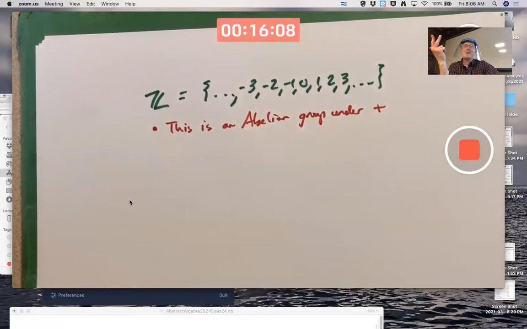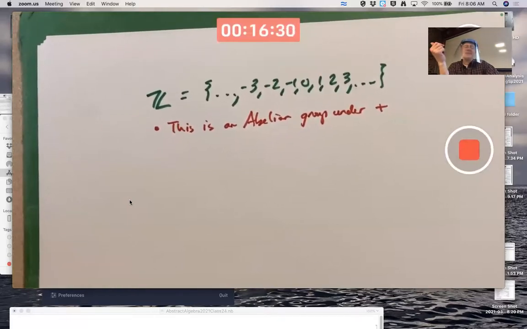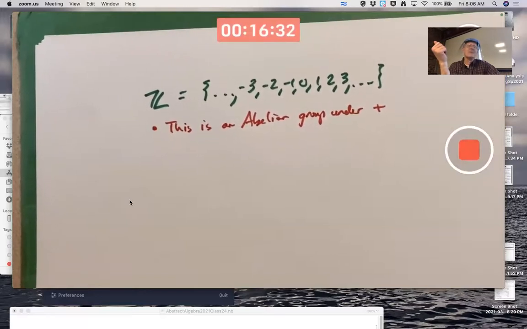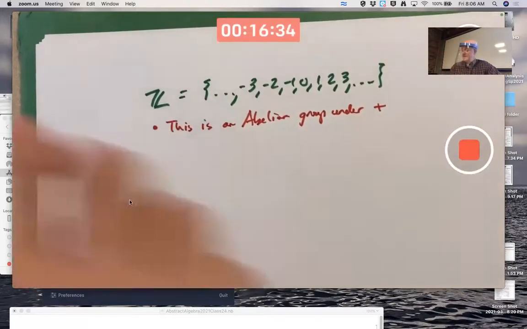What do we usually call E? What do we call that? Identity. And what's the identity here? Zero. Fourth property, inverses. They're additive inverses. So the additive inverse of four is negative four. The additive inverse of negative four is positive four. Yeah. And it is abelian. It is commutative as well.